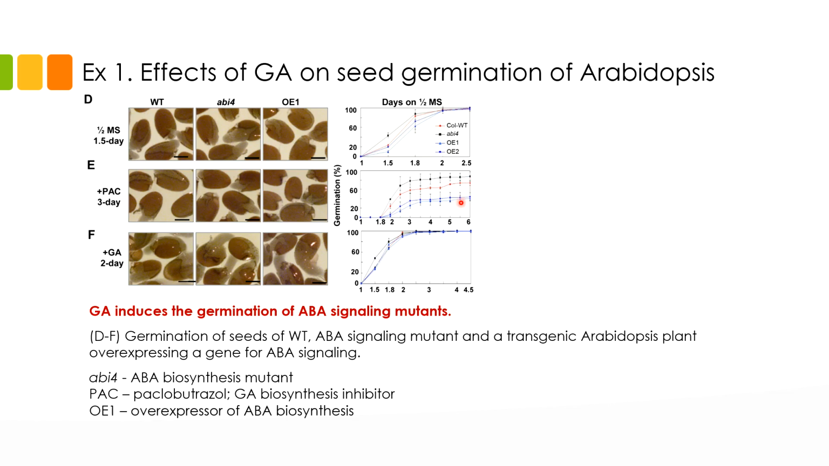Now, if we look at this graph, we can see an overall decrease in the germination of all the seeds compared to those germinated in plain MS media. Lastly, we have seeds that were germinated in MS media supplemented with GA. In contrast to seeds treated with paclobutrazol, all the seeds supplemented with GA showed better overall germination compared to seeds that were germinated in plain MS media.